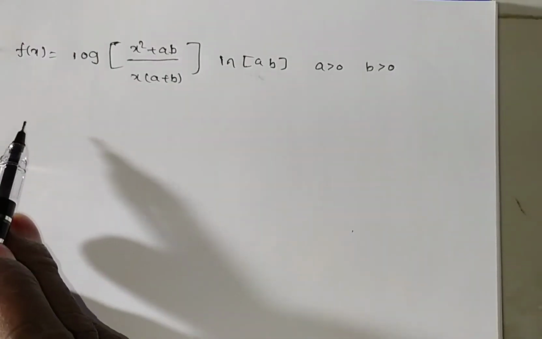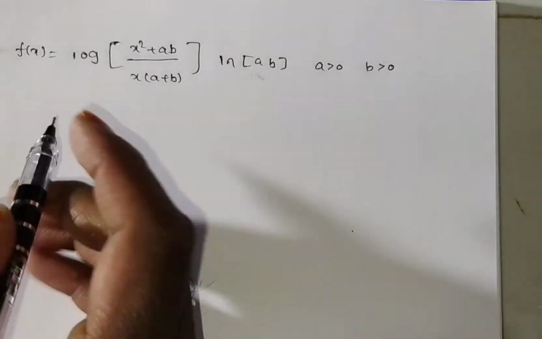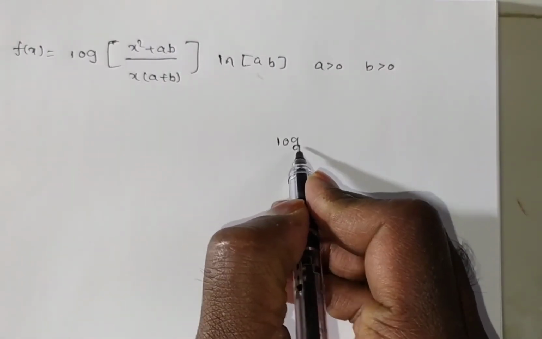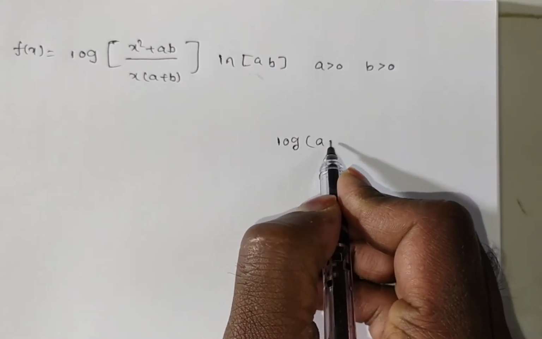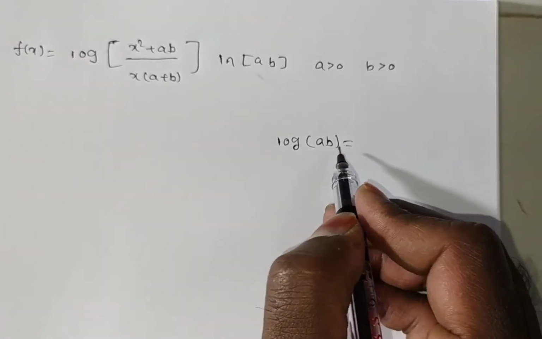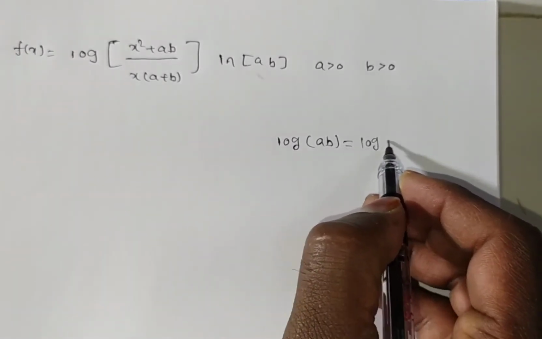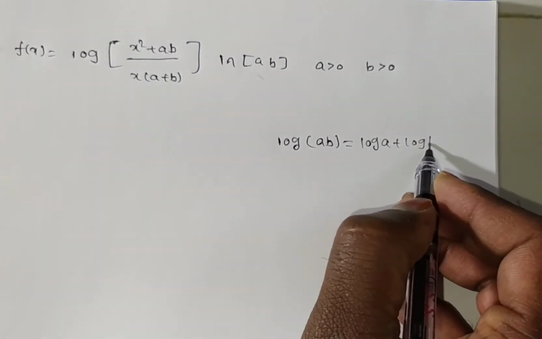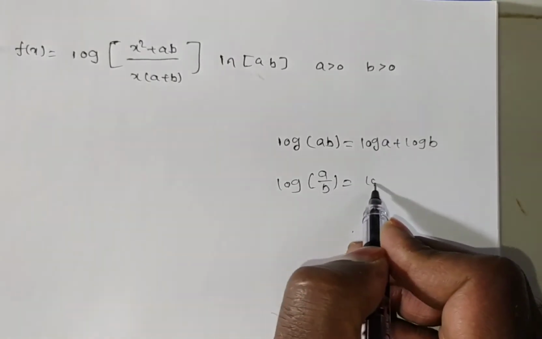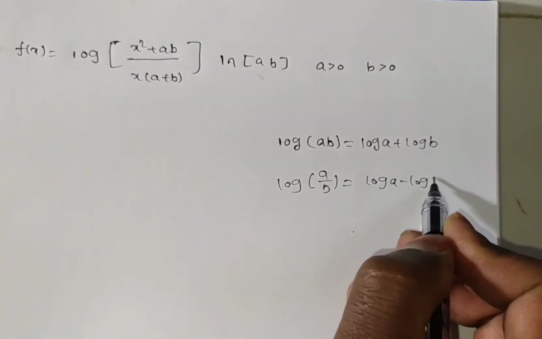Now we have to verify Rolle's theorem for this problem. Now you observe the log a by b form. We have some useful logarithmic formulas. First, log ab, the product of the function, how can you express it? Log a plus log b. Next, log of a by b, how can you express it? Log a minus log b.